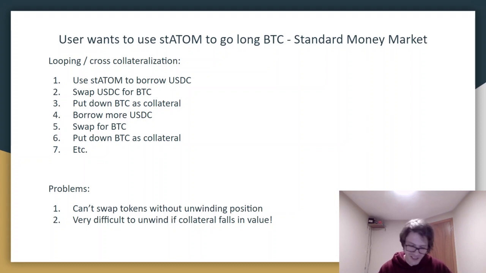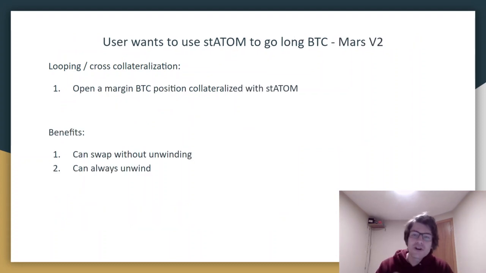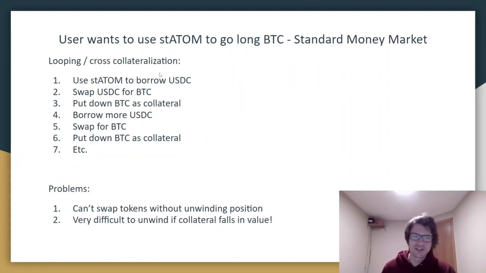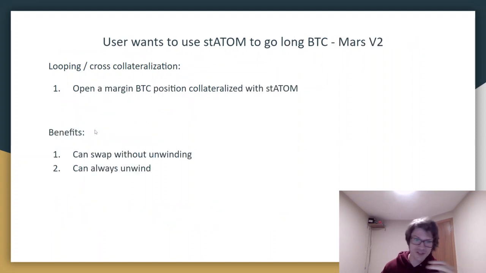So like I said, this is a standard money market, and Mars V2, this is the whole exciting thing about having liquid collateral. If you go back here, to get into a looped or cross collateralized position using a standard money market, it takes all these steps. It's really tedious. It can be risky, but with Mars, it's just one step, and I'll show you in a moment. If you want to borrow BTC against stATOM, you just open a margin BTC position collateralized with stATOM. You just click a button and do it, and then you've got pretty high leverage.